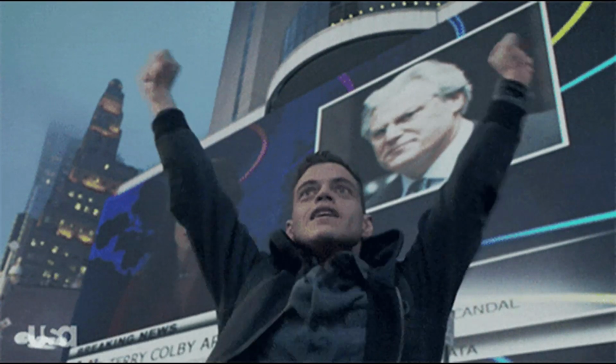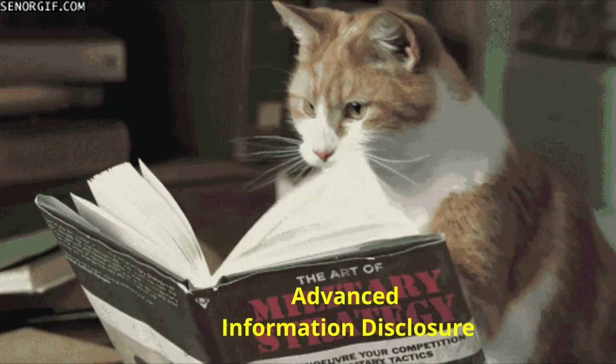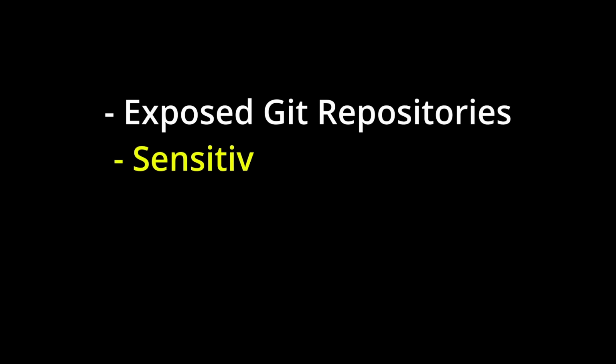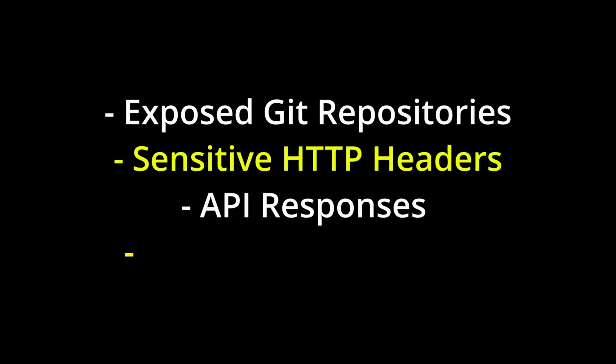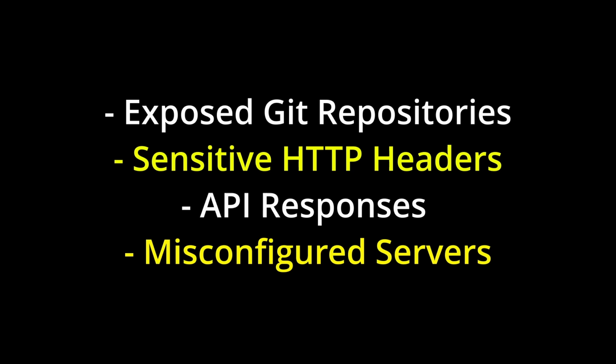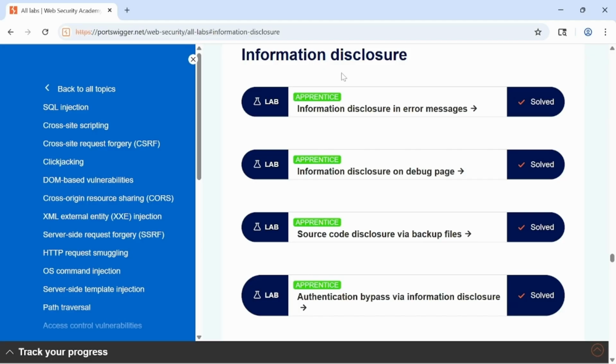Once you move beyond this beginner stage, you can start looking at more advanced information disclosure vectors like exposed Git repositories, sensitive HTTP headers, API responses, and misconfigured servers. That is enough about the theory part. Let's move to PortSwigger and see how you can practically find the information disclosure vulnerability. Let's start the PortSwigger labs.